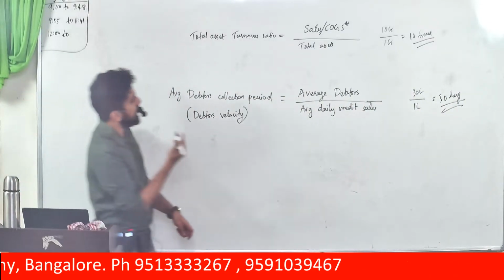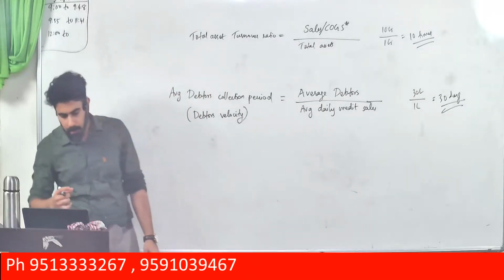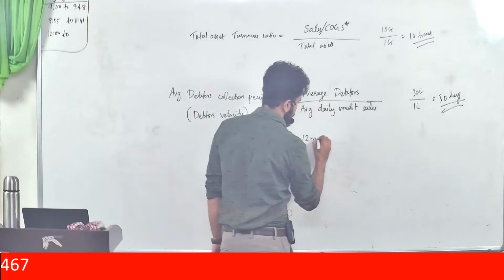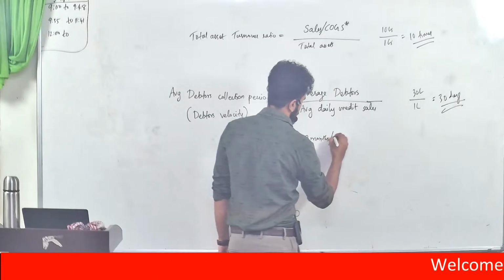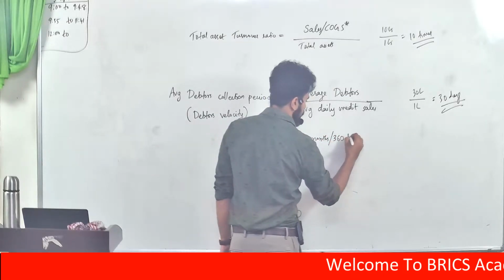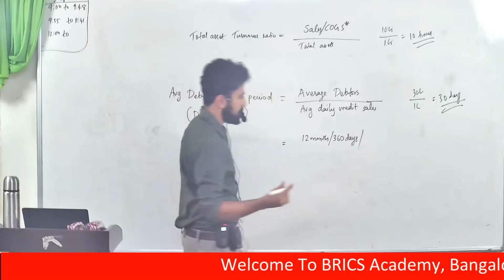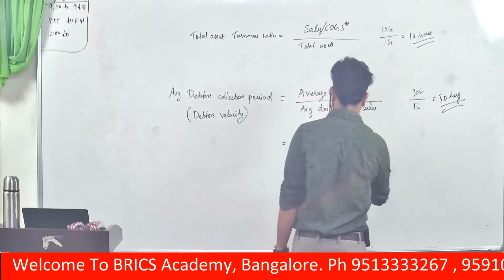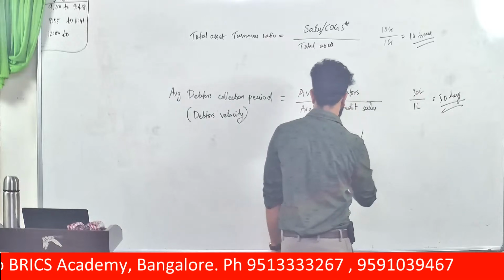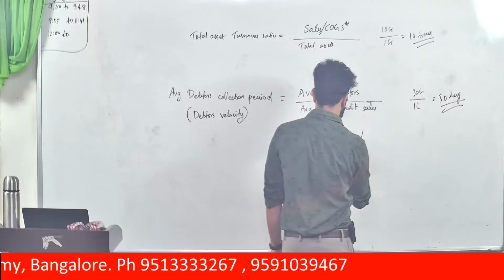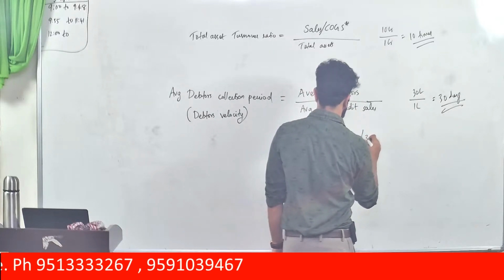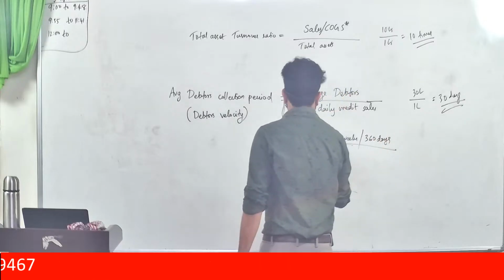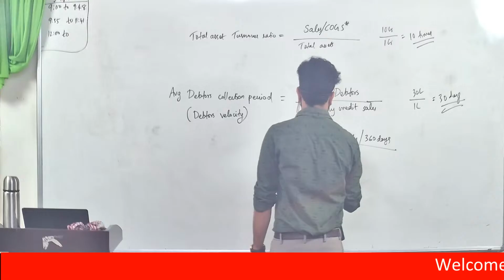Or you can even find out by another formula, okay, using 12 months or 360 days. How this will come, I'll tell you. 12 months or 360 days or 52 weeks. Let's do 52 weeks first, then 360 days. 360 days divided by debtors turnover ratio.